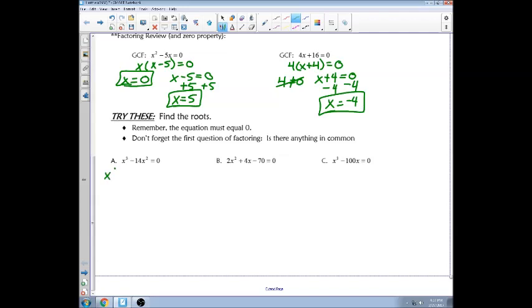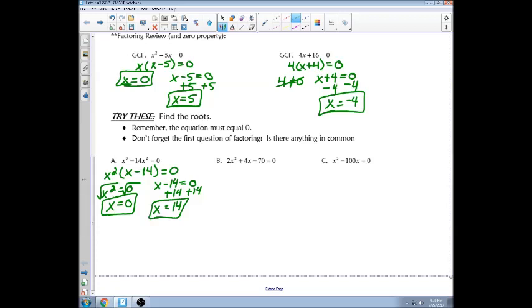In this case, I do have a GCF of x squared. X to the third divided by x squared would be x. Negative 14x squared divided by x squared is negative 14. It's all equal to 0. From here, since I have it fully factored, I can set x squared equal to 0, take the square root, and x would equal 0. Then I can also take x minus 14, set that equal to 0, add 14 to both sides, so x would equal 14. All right.